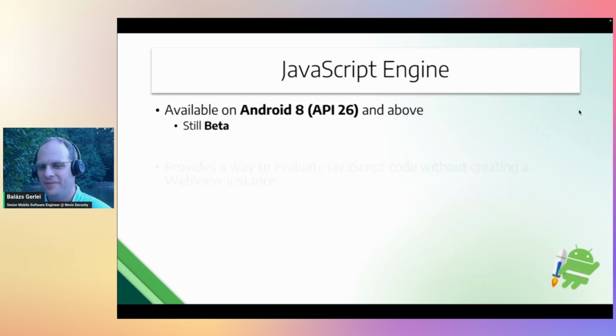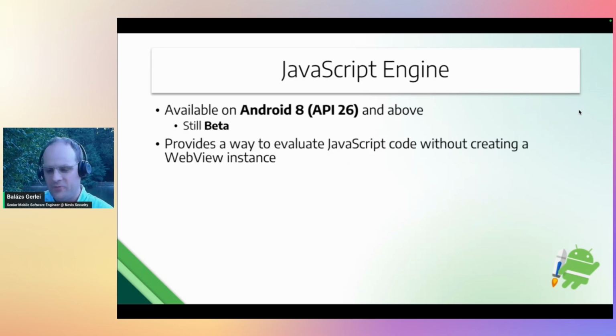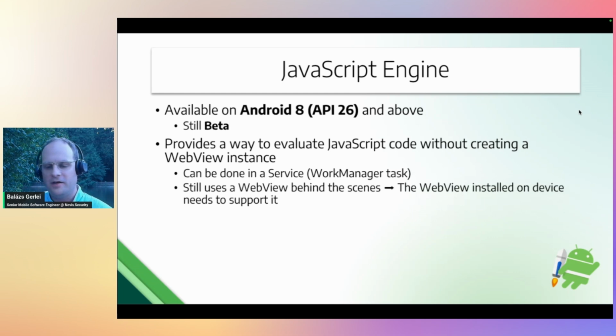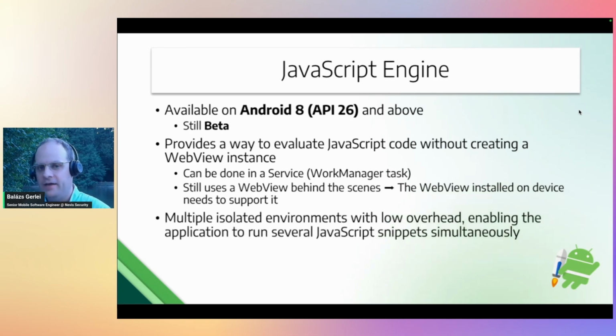But even if it's not stable, I would try it, because it's a good one. It doesn't need an activity reference, so you can use it from a WorkManager service, for example. It still uses WebViews, so the WebView installed on the device needs to provide this functionality. It's built into the WebView, basically. But what is important here is that it provides a way to create multiple sandboxes. You can have fully isolated JavaScript environments with low overhead. So it's sure that they cannot access your application's memory, or each other's memory.